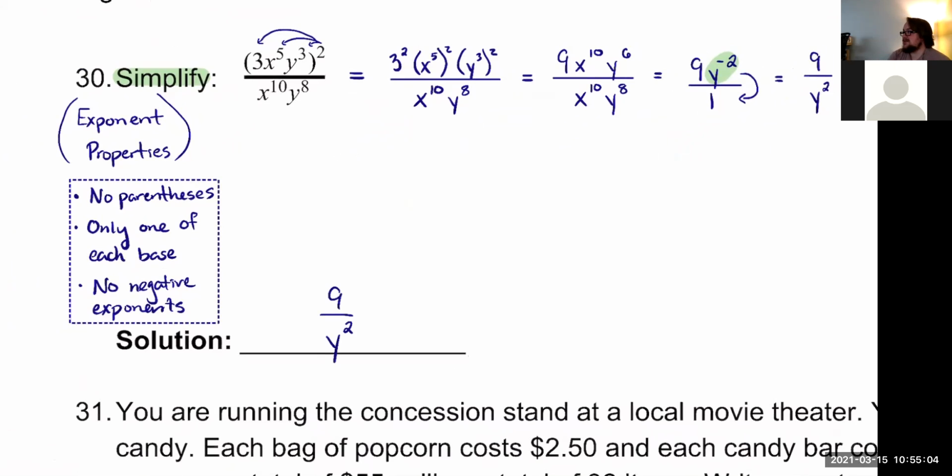So if you go through that same process, knock out the parentheses, combine the common bases, and then if you have any negative exponents at the end, take care of those, you should be set.